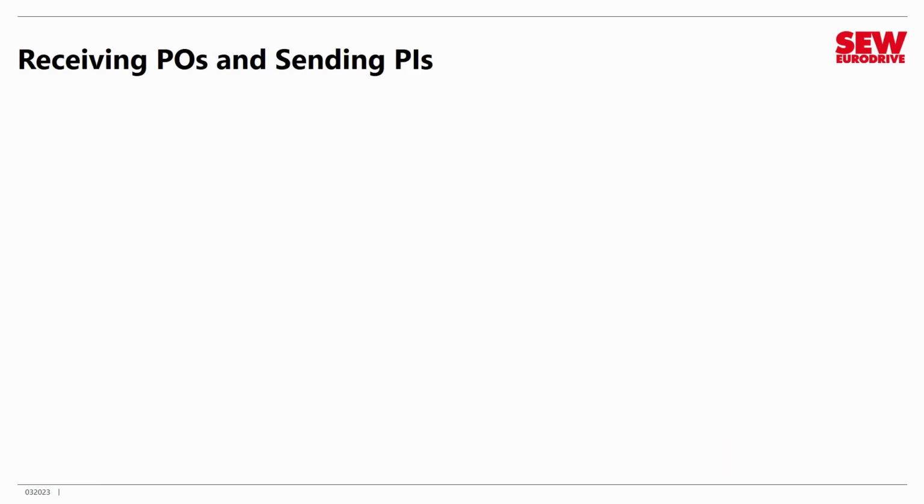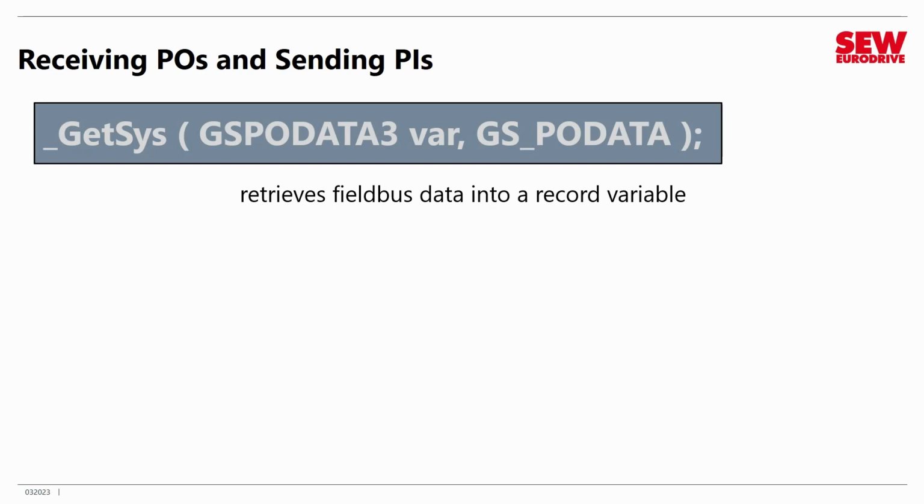So how do we transmit and receive these process data words? Well, guess what? There's a function in IPOS called getSys. You've actually been exposed to getSys already. We talked about it a while back. We did some different things with it.